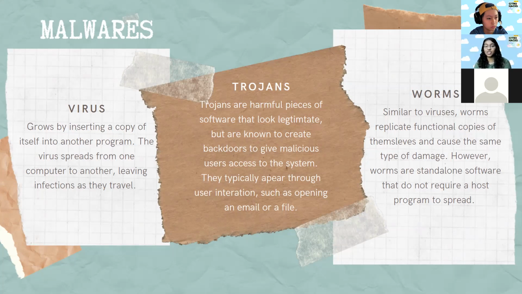The next of which are Trojans. Trojans are harmful pieces of software that look real, but they're known to create backdoors to give malicious users access to the system. This typically requires direct user interaction. So if you see a pop-up or an email that is not secure and you click on it, this allows the Trojan to operate, find a loophole in your system, and that's how they are able to take over your computer software.